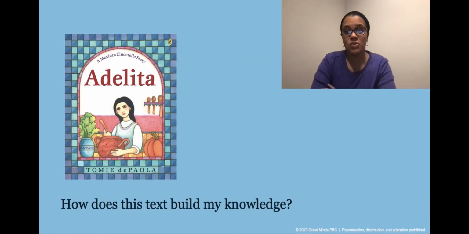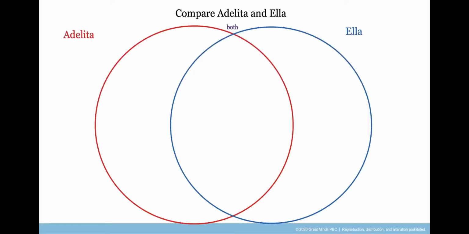Today, you're going to do some more thinking about how Adelita has built your knowledge. But first, you're going to compare Adelita's experiences to those of another character that you've studied. Today, we're going to use a Venn diagram to compare Adelita and Ella. Remember, you've used a Venn diagram to compare stories before.